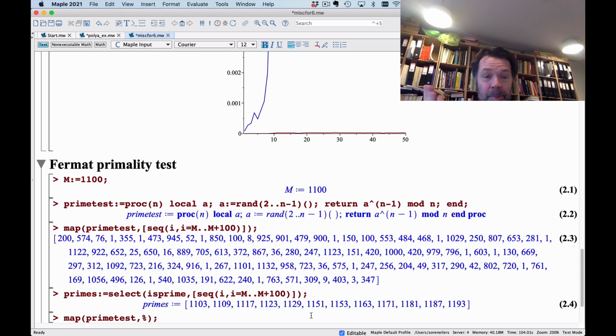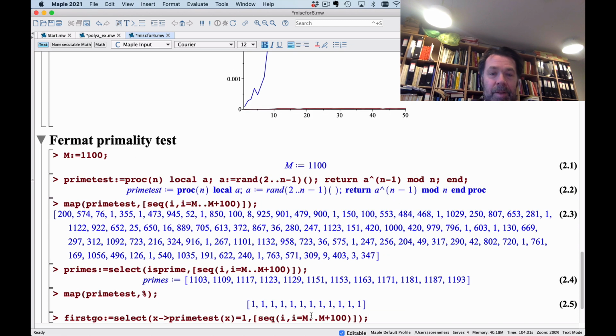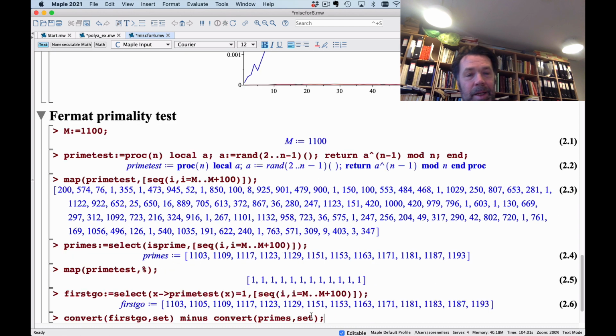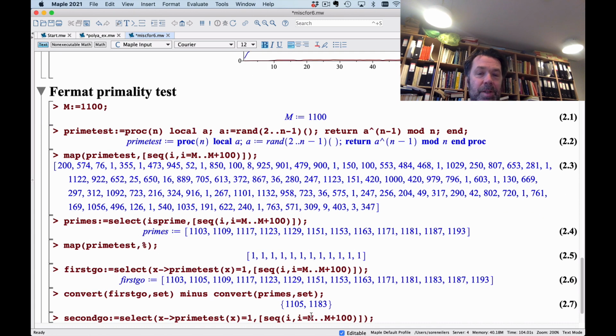Using is-prime, small numbers like this have been tested, so we know for sure that this is correct. If I run my test on these numbers, you can see I always get 1s out. But if I select the numbers that pass my test, the ones that actually give me a 1 out, you'll see that I get some false positives: 1105 and 1183. These are numbers that pass the test, but they are actually not primes.